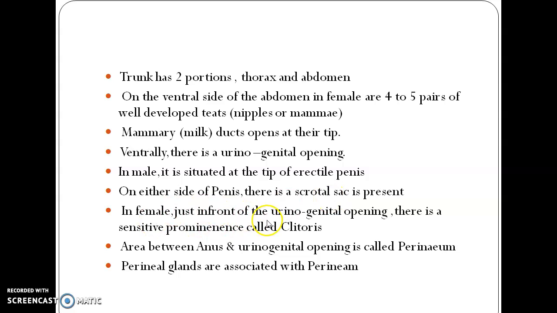In female, just in front of the urinogenital aperture, there is a sensitive prominence which is called the clitoris. This is the most sensitive area on the female reproductive system. Then the area which is found between the anus and urinogenital opening is called the perineum. This perineum is a particular area in which there is a space between the anus and the urinogenital tract, and the perineal glands are generally associated with this particular area.